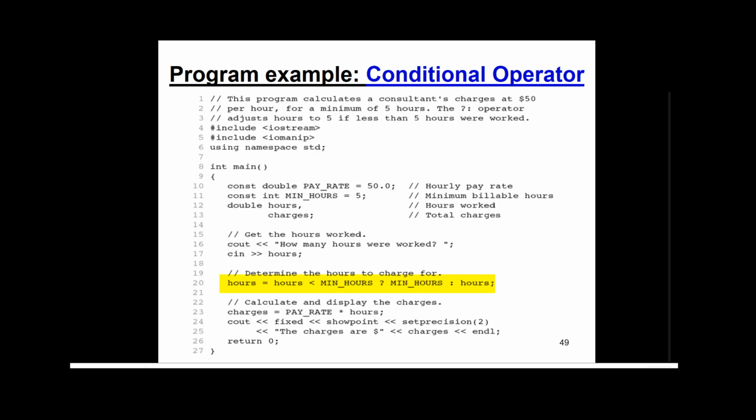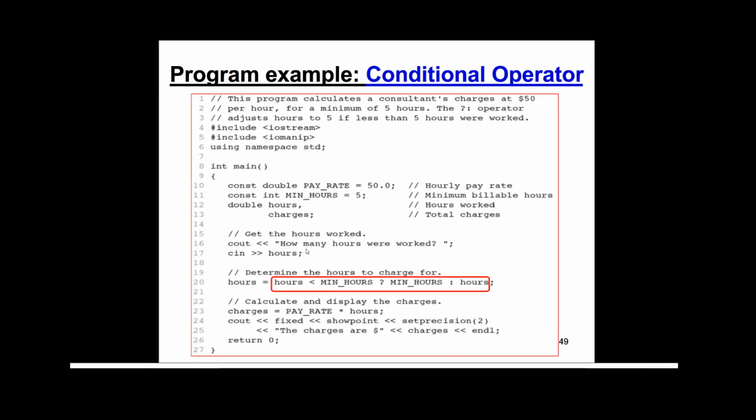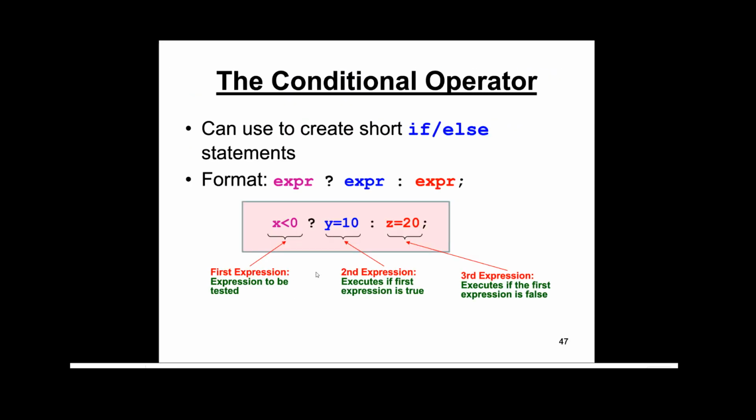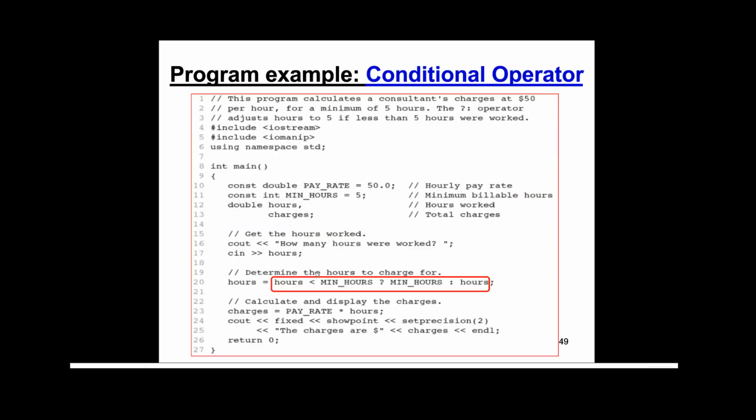And then after we have determined the hours, the program calculates the charges, hours times pay rate, and prints out what needs to be paid to the consultant. So you can see there's a difference in writing this conditional operator statement, compared to the previous one. But both methods, both ways are correct. You can write it this way or this way.